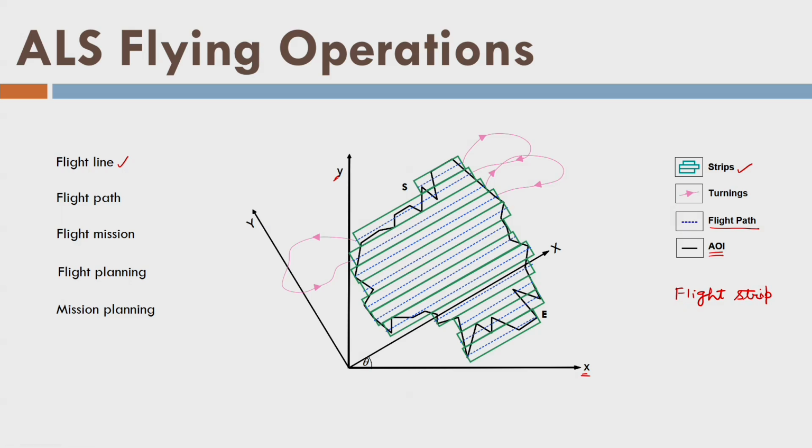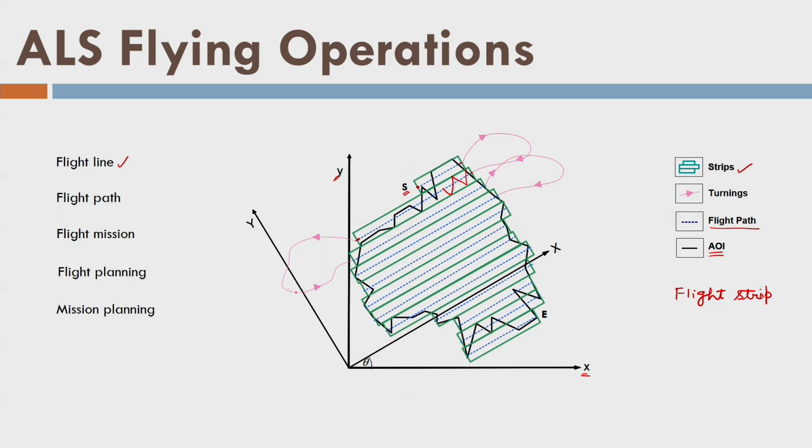So let us say, in order to acquire the data, the aircraft starts from point S, my starting point, and travels over this line from this point to this point. Then it makes a turn like this, and again from this point to this point it travels in a straight line over the flight strip, and it acquires the data in a zigzag fashion like this. Then it will exit from this point here.